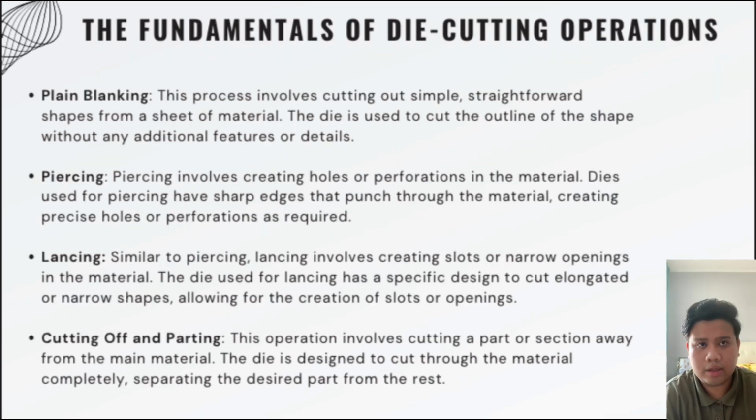Fundamentals of die cutting operation. Plain blanking. This process involves cutting out simple, straightforward shapes from a sheet of material. The die is used to cut the outline of the shape without any additional features or details. Piercing. Piercing involves creating holes or perforations in the material. Dies used in piercing have sharp edges that punch through the material, creating precise holes or perforations as required.